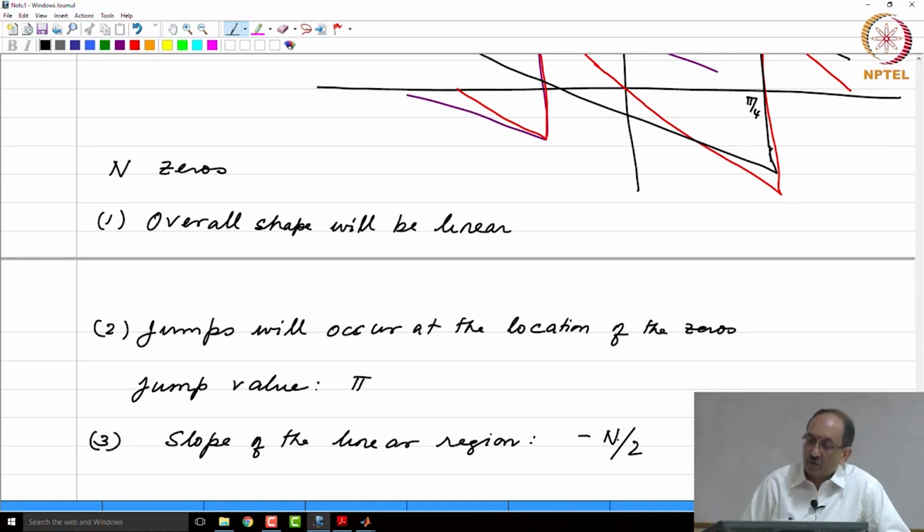Therefore, any collection of zeros on the unit circle will give rise to linear phase response except at the location of jumps, and the jumps will always have a value of pi, and the overall slope will be minus n by 2. And if the collection of zeros happens to have complex conjugate property, then the overall phase response will be odd symmetric. On the other hand, if there is no such relationship between the zeros, you cannot expect the phase response to be odd symmetric. Phase response will be odd symmetric only if the impulse response is real valued, and that depends on the location of the zeros. If every zero has a complex conjugate pair, overall phase response will be odd symmetric, otherwise it will not be.